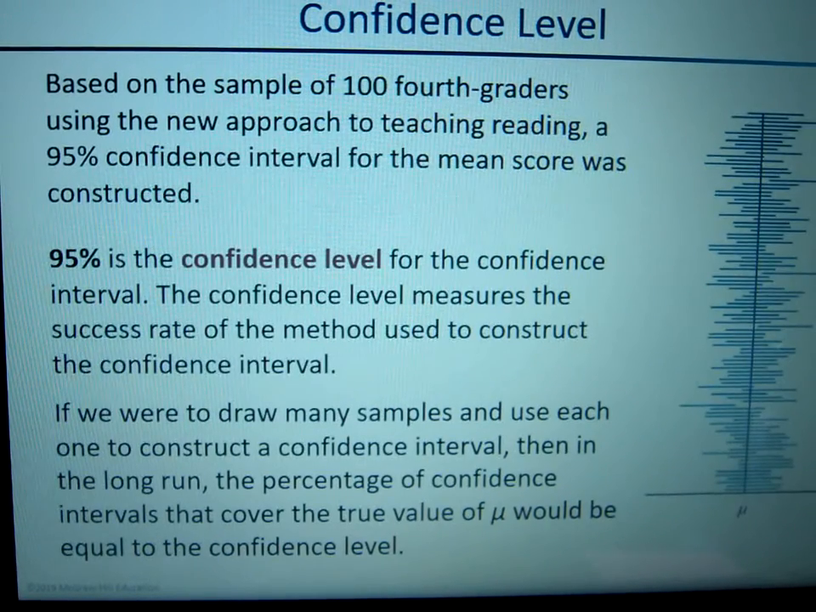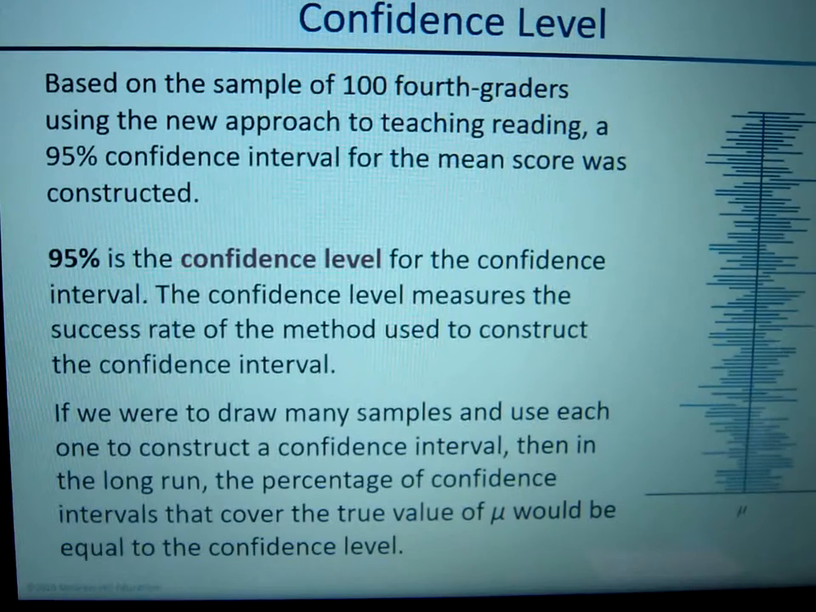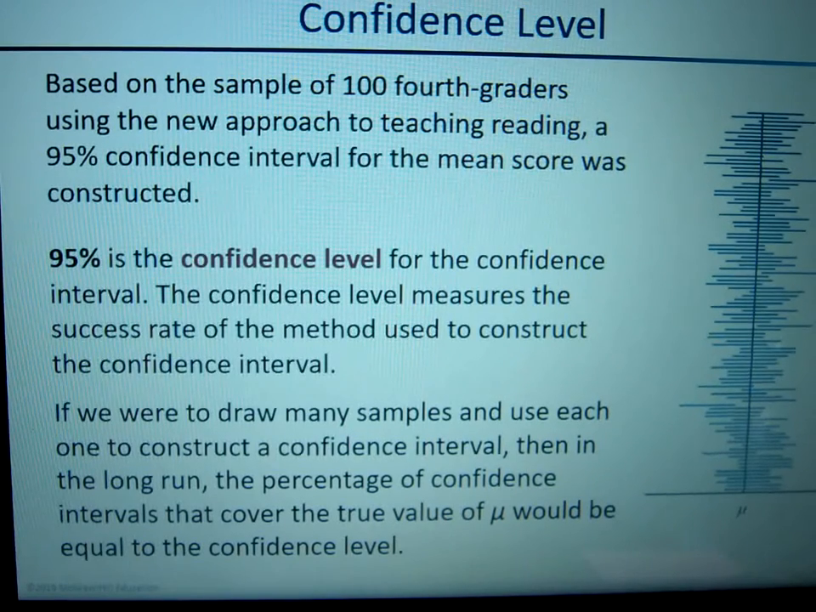Okay, so what are we doing here? When we're looking at the confidence interval of 100 fourth graders using a new approach to teaching, a 95% confidence interval for the mean score was constructed. What does that mean? The 95% confidence interval means that the confidence interval measures the success rate of the method used to construct the confidence interval.